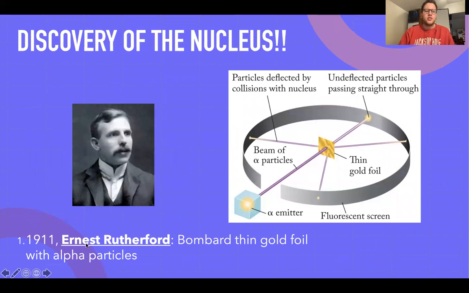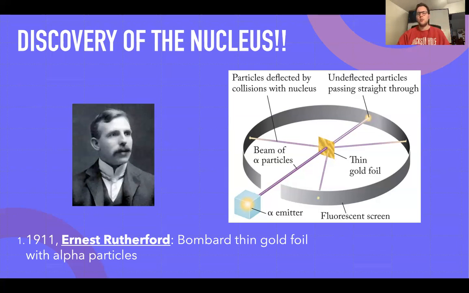So in 1911, Ernest Rutherford discovered the nucleus, which begins to be the key to how atoms are formed. What he did is he had this huge fluorescent screen and a ray emitter that would shoot beams of particles forward and hit thin gold foil. Undeflected particles passing straight through hit the other side, but then there were all these particles hitting all these other sides, and the fluorescent screen just lit up with these marks.